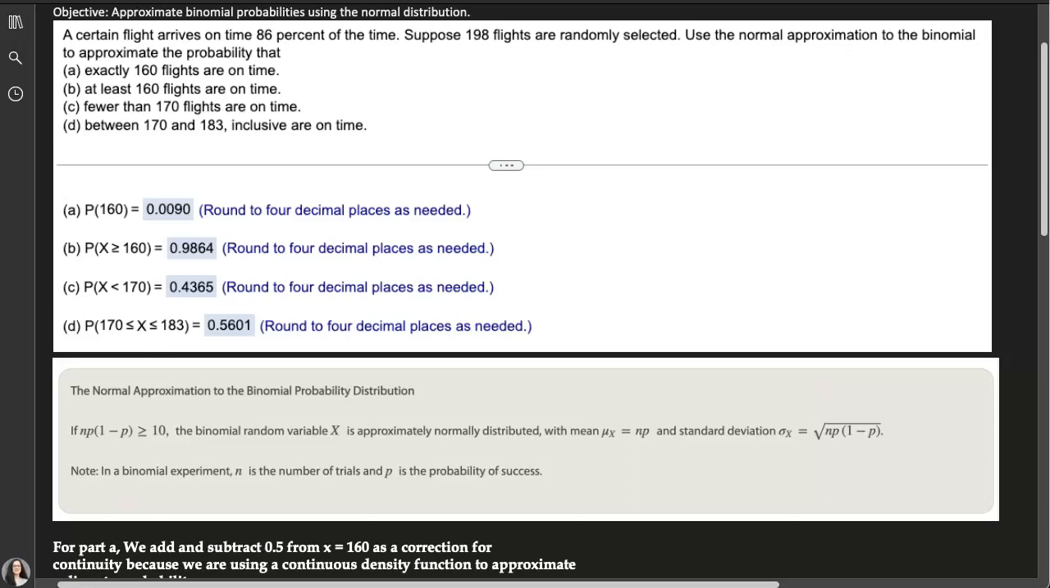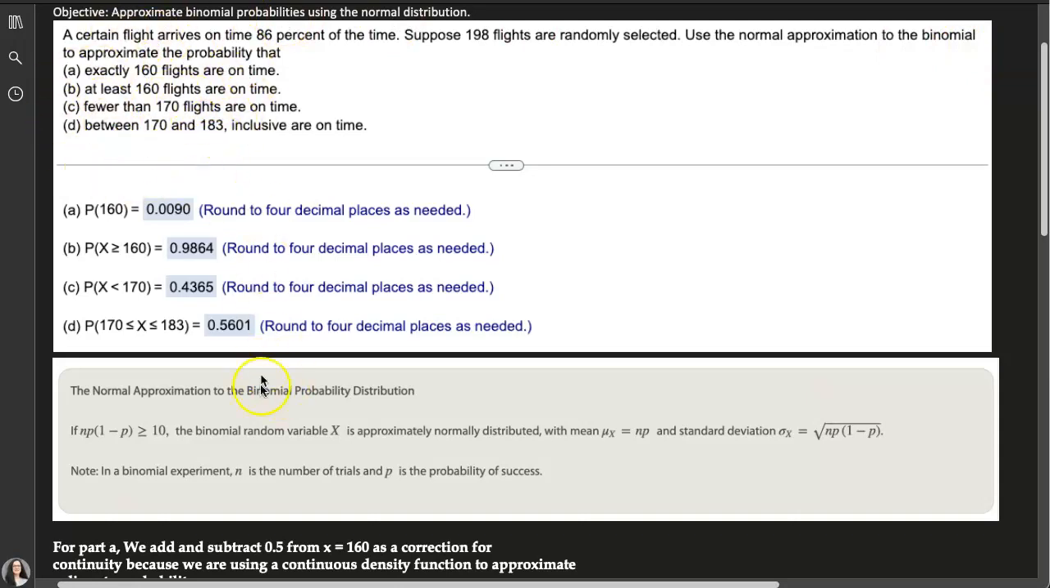In this problem, we're asked to approximate a binomial probability using the normal distribution. We're told that a certain flight arrives on time 86% of the time, and suppose 198 flights are randomly selected. We will use the normal approximation to the binomial to approximate these probabilities.